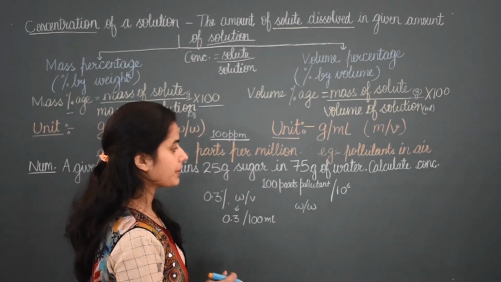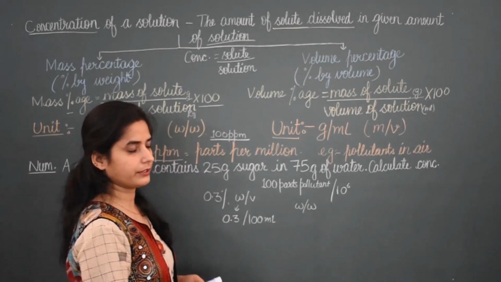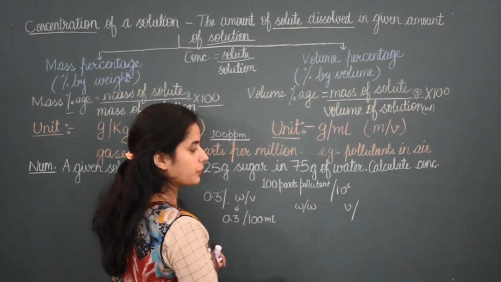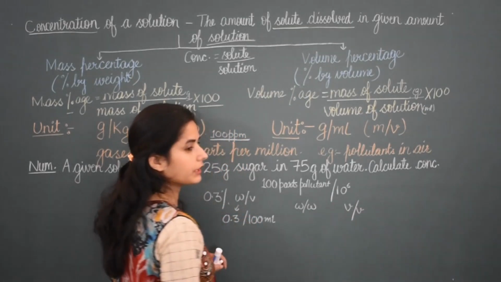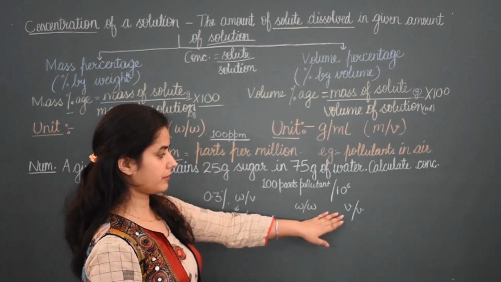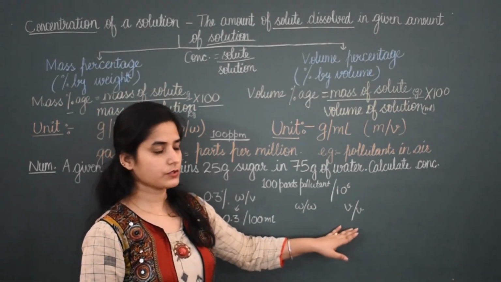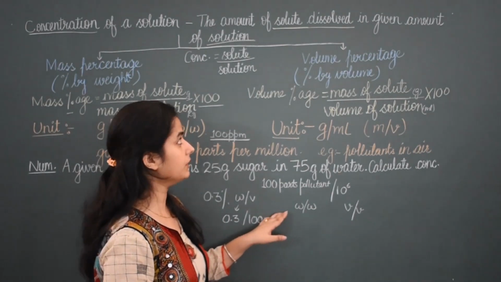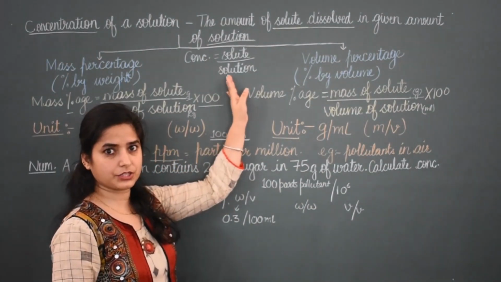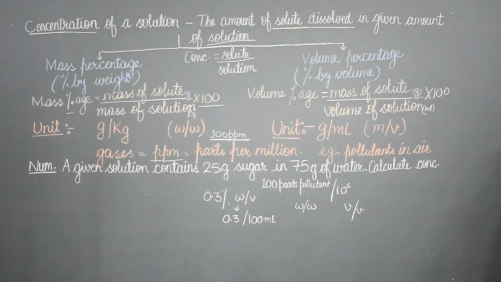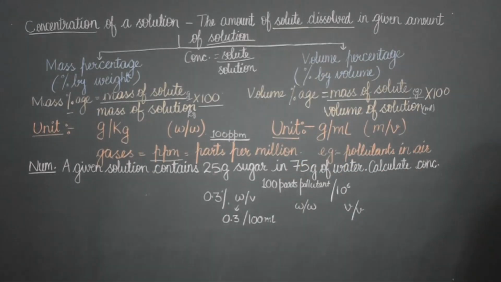If you are adding alcohol in water, then what will happen? Alcohol is a liquid, water is a liquid. So we can simply write its concentration as V by V. So these types of terms are written for the concentration. It is used in daily life, so you should have knowledge about this.